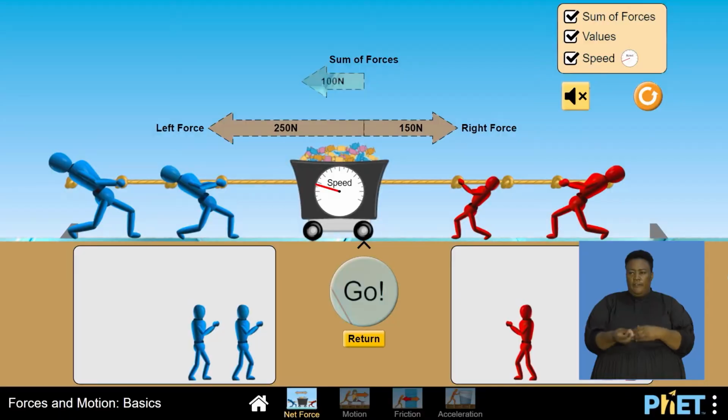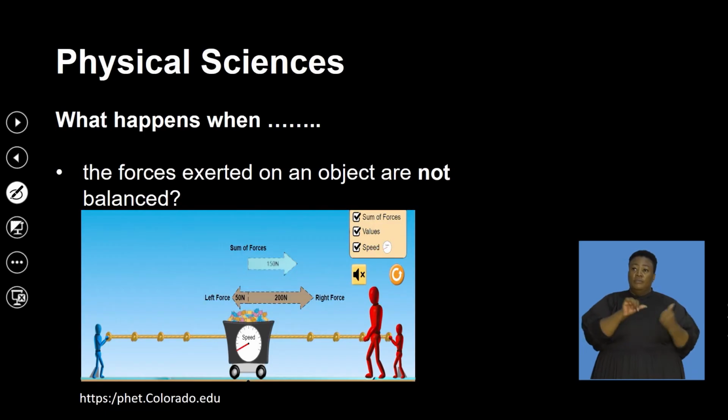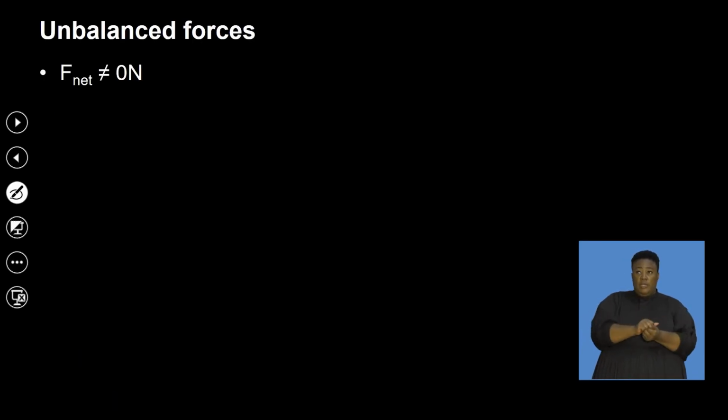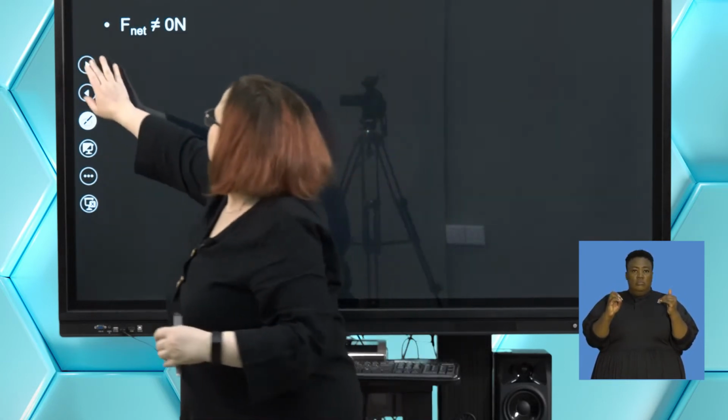So let's go back to our summary, okay? F net not equal to 0. I've not put it as a positive or negative because that's a direction thing. And also, when I did the simulation with you, I didn't say to the right was positive and I didn't say to the left is positive. Those are decisions we make later on, okay? So the point is that it's not equal to 0.